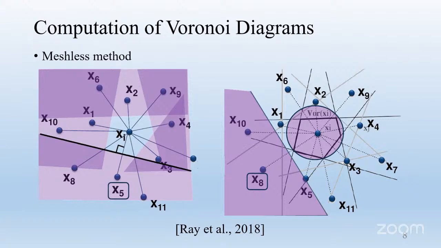The clipping procedure can be terminated in advance once the distance from xi to a bisector is greater than the maximum distance from xi to its cell. In the right figure, when we visit x8, the termination condition is met, and we can output the cell of xi.